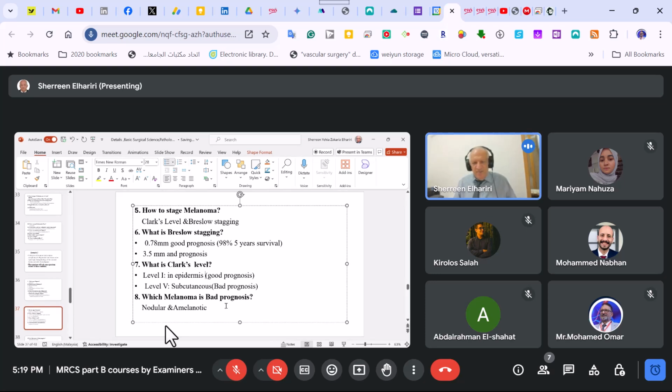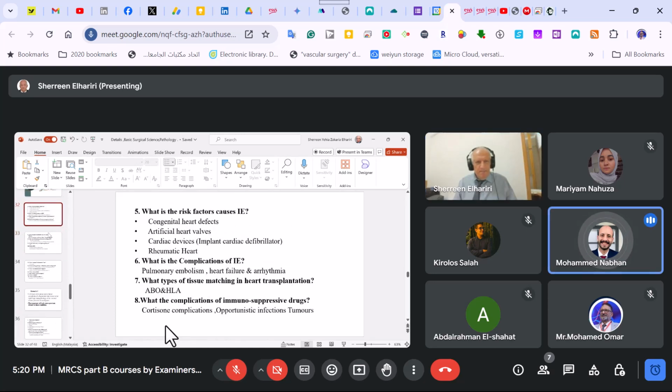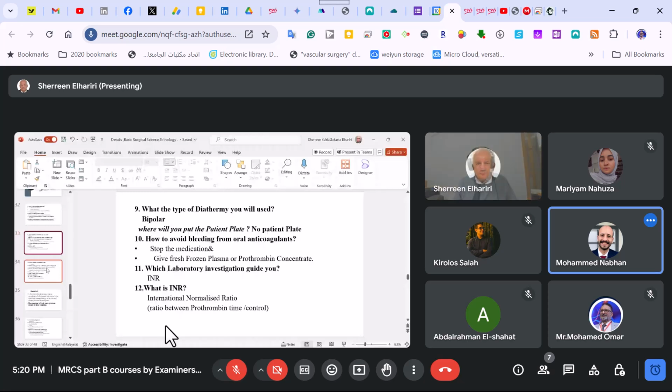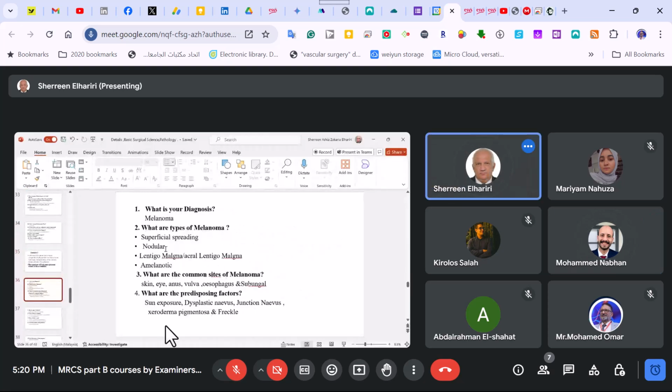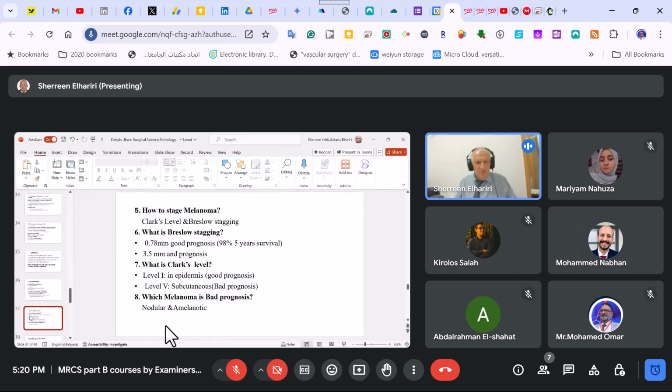Okay, so which type of melanoma has a bad prognosis? We have many types of melanoma. Which one is bad prognosis? The nodular type has the worst prognosis. Nodular type, okay, and amelanotic because it is difficult to diagnose. All right. So which melanoma has a good prognosis from this list: superficial spreading, nodular, lentigo, amelanotic? Superficial spreading. Okay, so logic to be superficial.